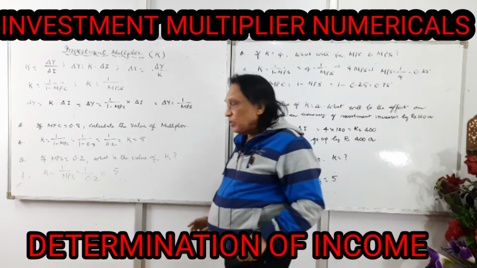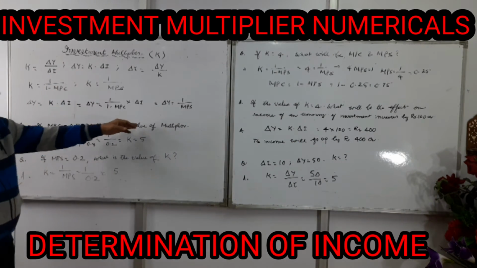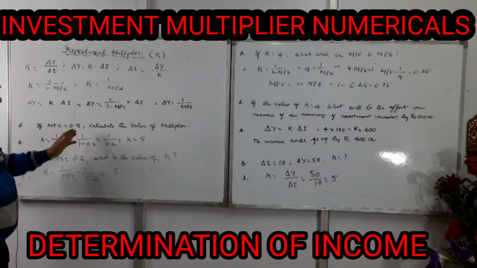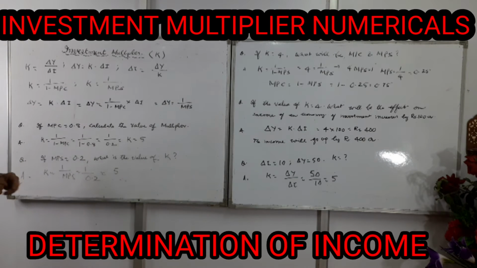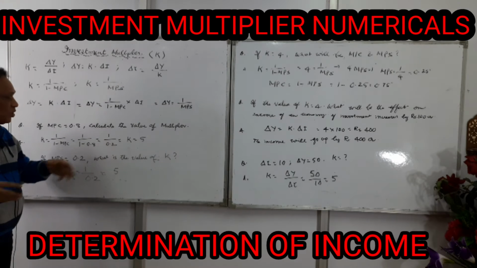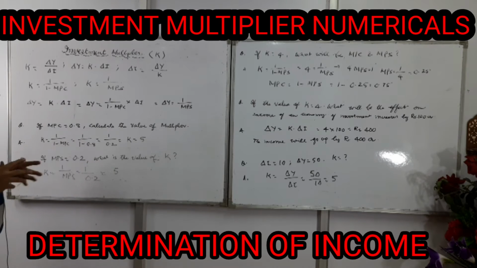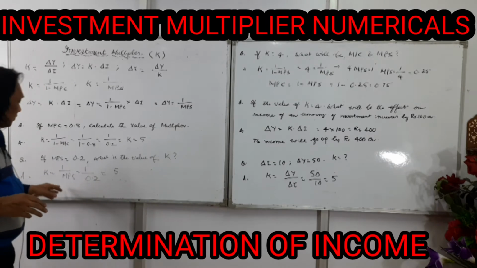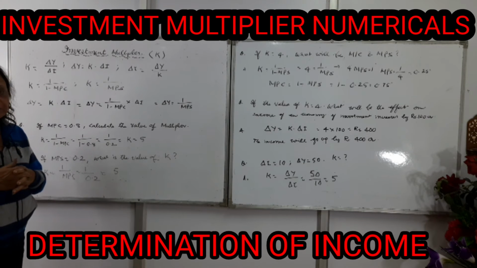Let's see some numericals, simple ones. If MPC is given as 0.8, calculate the value of multiplier. Since MPC is 0.8, the formula is K is equal to 1 upon 1 minus MPC. We substitute the values: 1 upon 1 minus 0.8, that is 1 upon 0.2. The value of K will be 5. If MPS is 0.2, what is the value of multiplier K? K is equal to 1 upon MPS, 1 upon 0.2, that comes out to be 5.